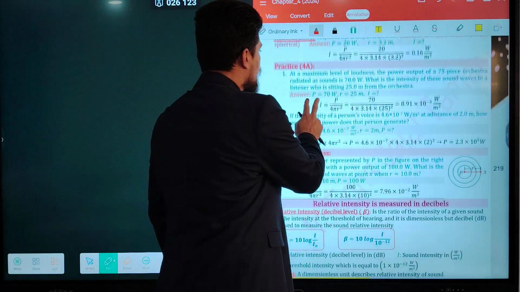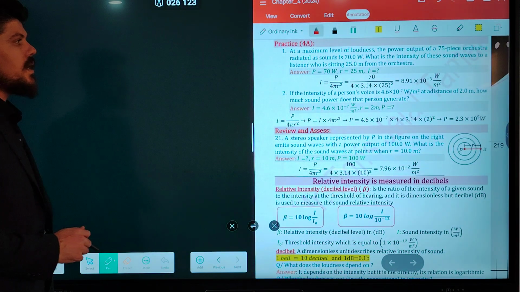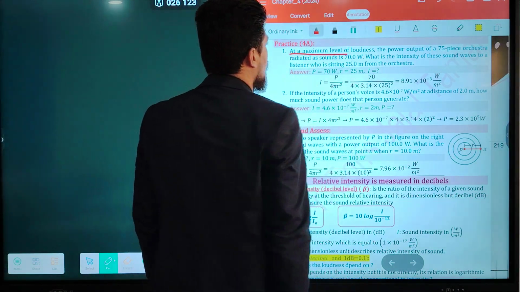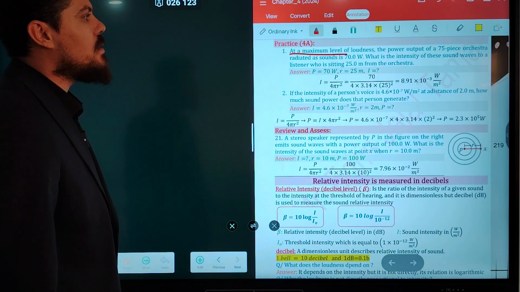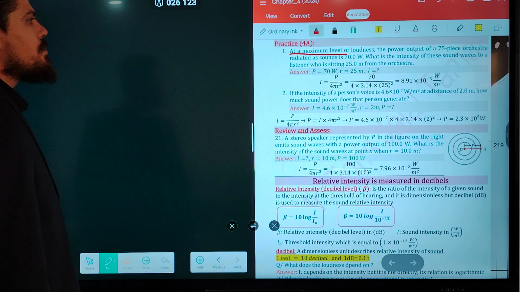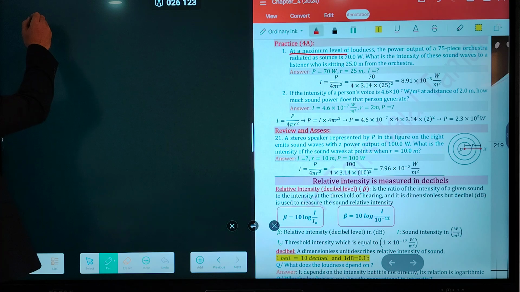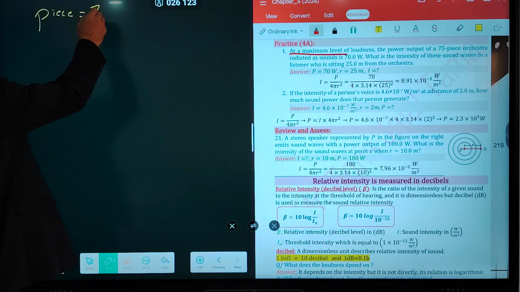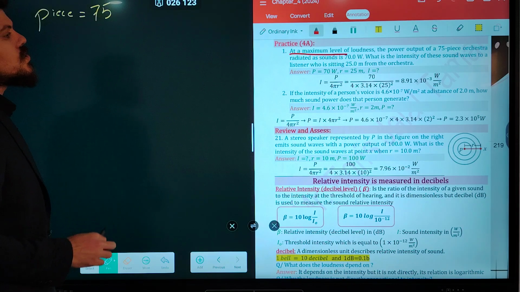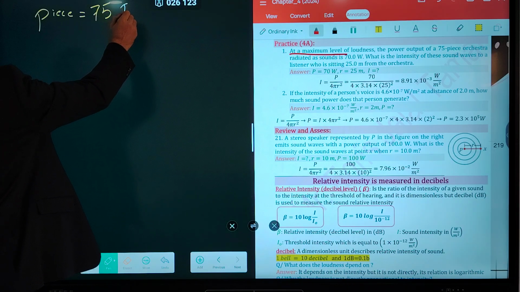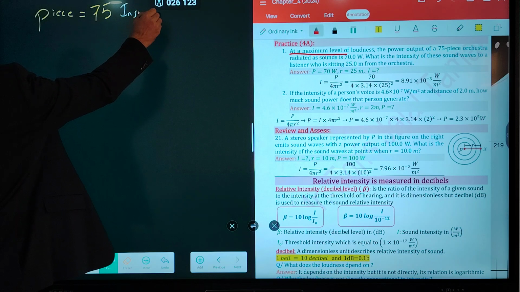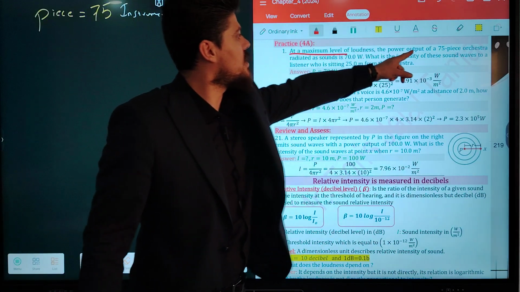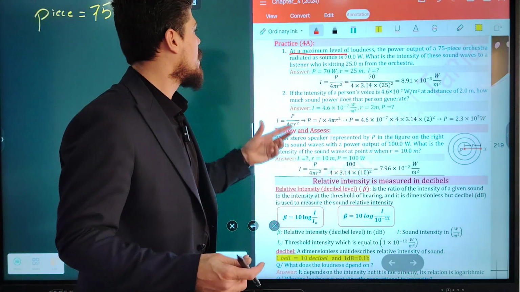Another question in practice 4a, question 1. Look at question 1 in practice 4a, very good question. At a maximum level of loudness, the power output of a 75-piece orchestra. How many pieces do we have? The amount of pieces is equal to 75 pieces of instrument. How many instruments do we have? 75 instruments in an orchestra. Okay, in the orchestra we have 75 pieces of instrument.